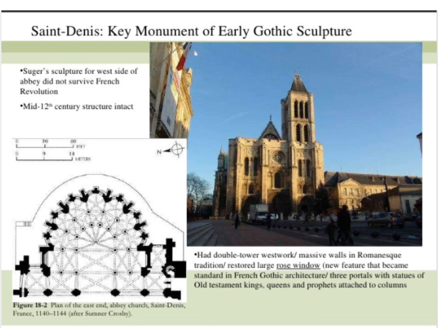So Saint Denis was a key monument of early Gothic sculpture. It was an important work of art because it establishes some hallmarks that are then carried through to the new Gothic church styles. Suger's sculpture for the west side of the abbey did not survive the French Revolution, so I can't show you a picture of it. But by the mid-12th century, the structure was completely intact.